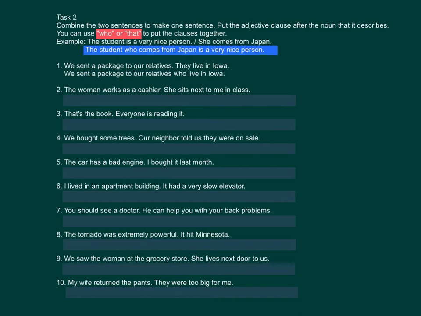Number 2. The woman works as a cashier. She sits next to me in the class. The answer is: the woman who sits next to me in the class works as a cashier. Number 3. That's the book. Everyone is reading it. The answer is: that's the book that everyone is reading.